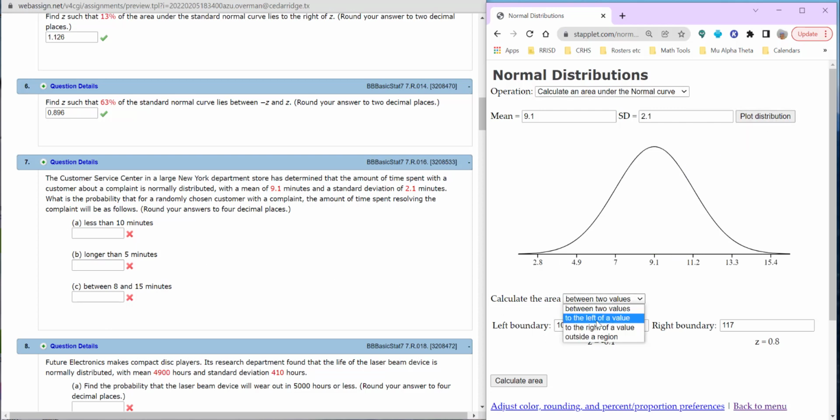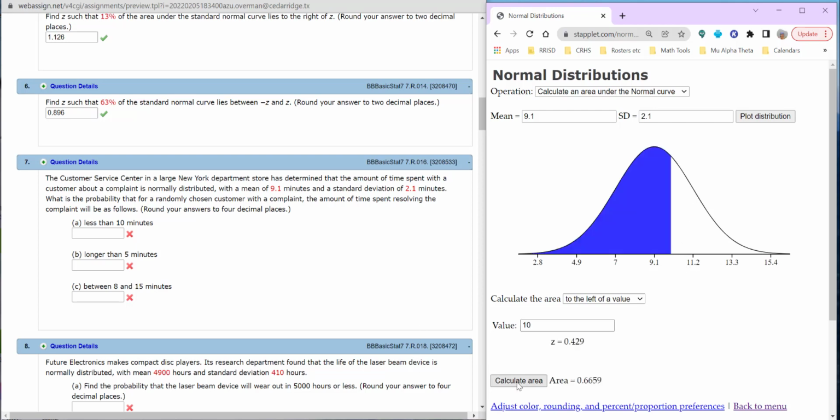So let's say we go less than to the left of 10. So you can see there's the 9.1 in the center, and so we're going from here to the left. And I get 0.6659. And then longer than 5 minutes, I want to the right. And that will be 0.9746. Don't mix it up with the Z-score.